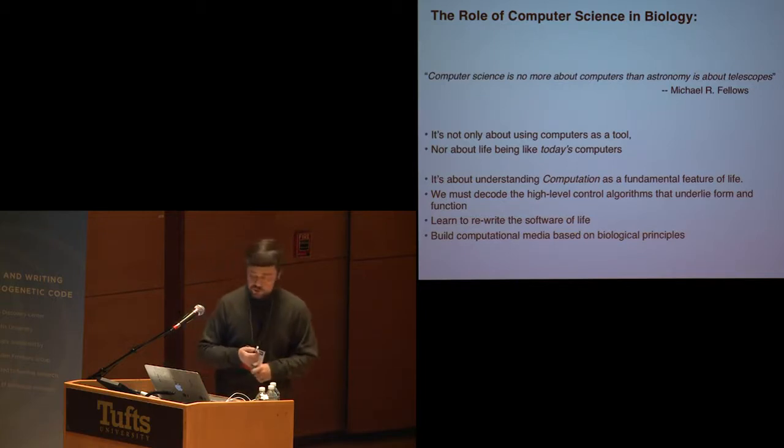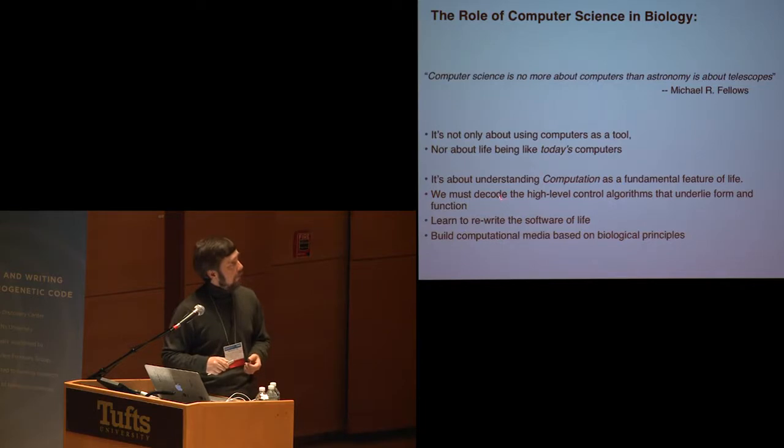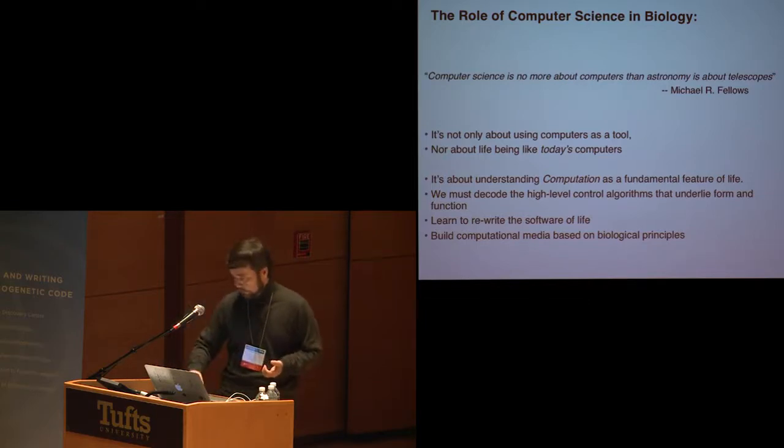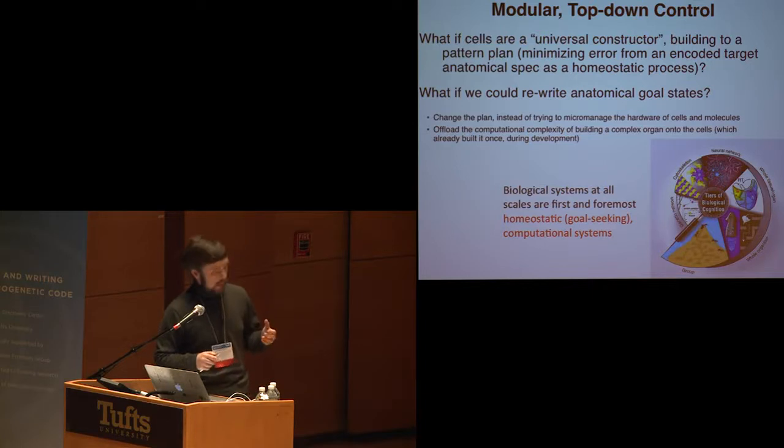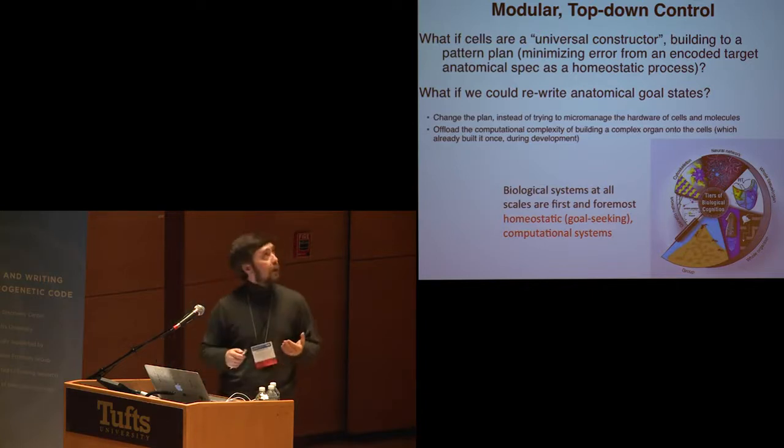These are things like decision-making, memory, integrated information processing. We have to decode the high-level control algorithms that are going to allow us to modify form and function. And after we do that, we could even perhaps build computational media that are based on these principles. So what if, and this is a hypothesis, we don't know that this is true, but what if cells are a kind of universal constructor, in the sense that what if cells know how to build towards a specified plan?